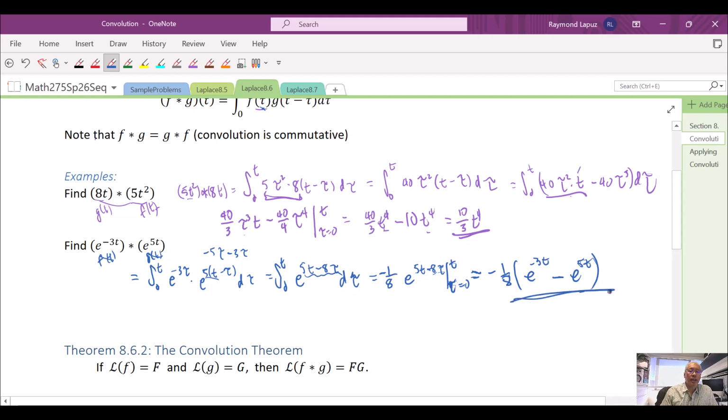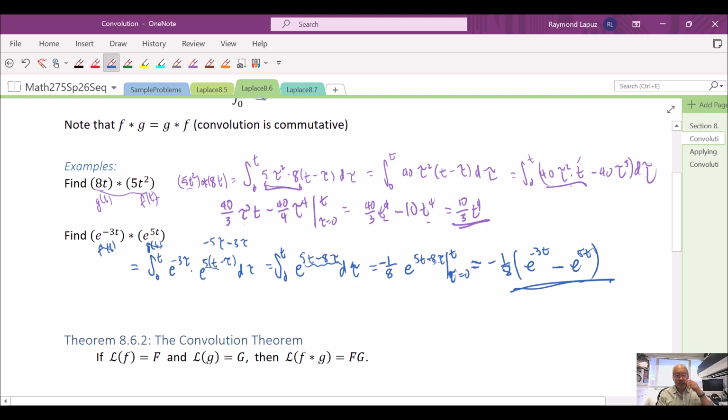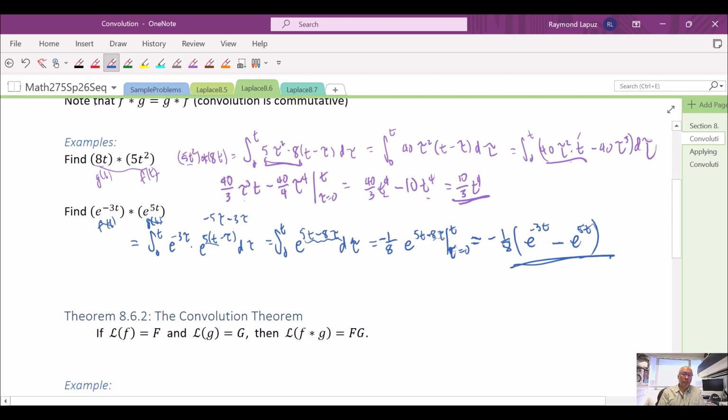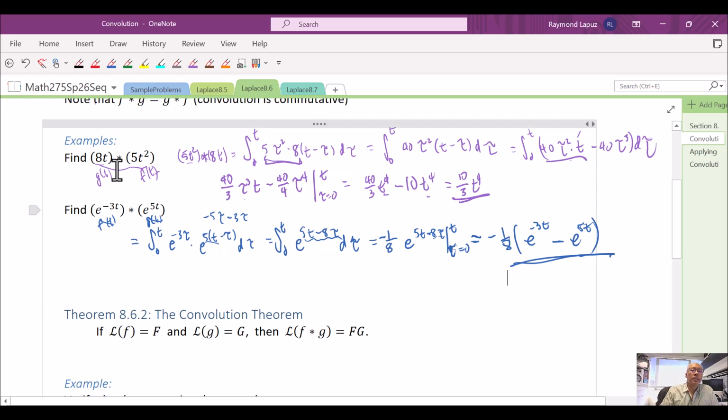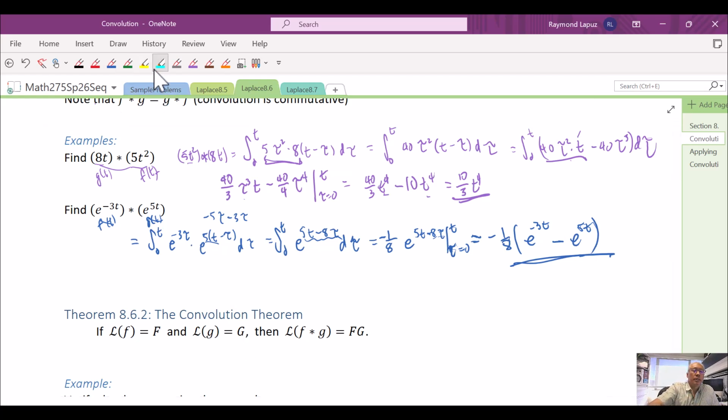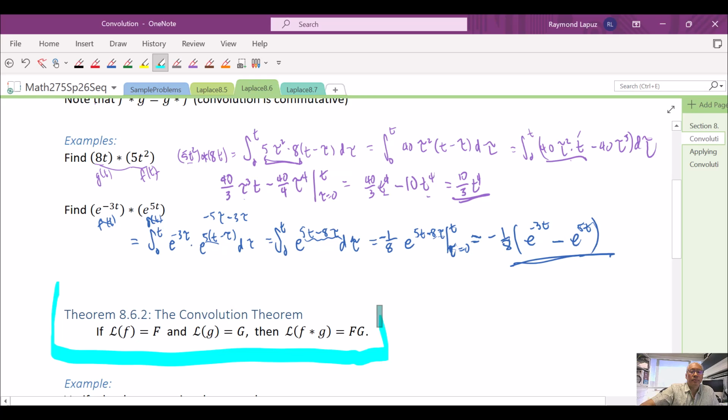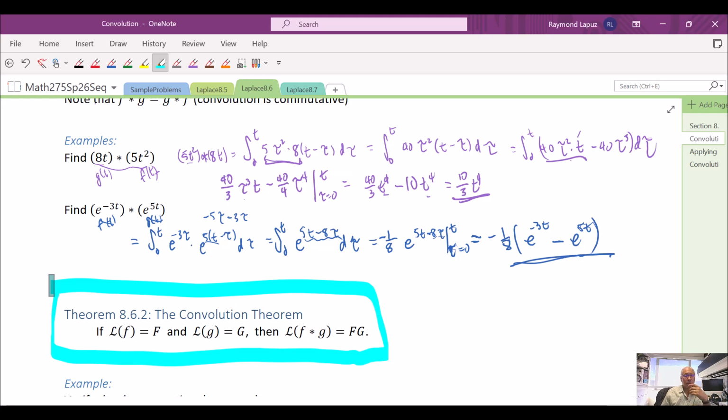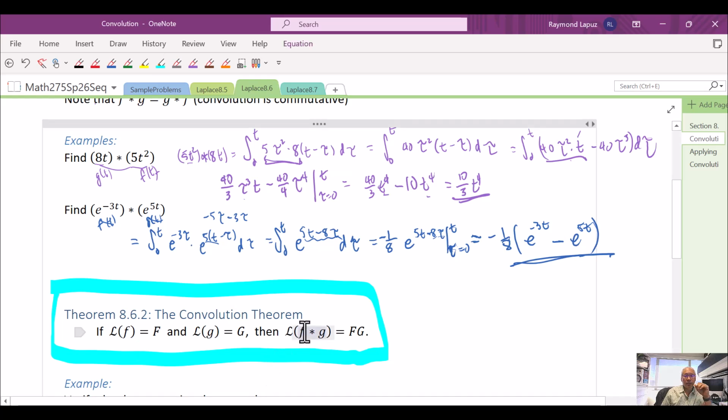Okay, cool. So now let's do the convolution theorem. The convolution theorem tells us, I think we should highlight this, this is important, how to go from the Laplace world to the real world, or the real world to the Laplace world. If we are taking the convolution in the real world, it is just the product in the Laplace world. That's what that theorem is saying.